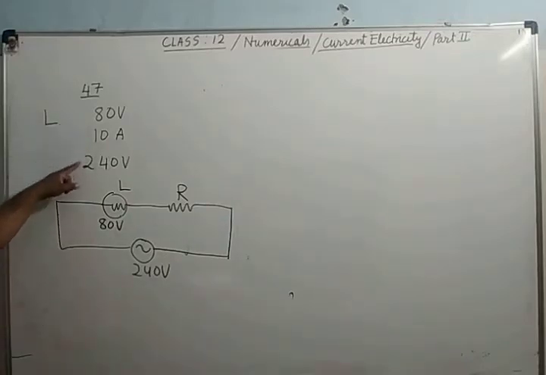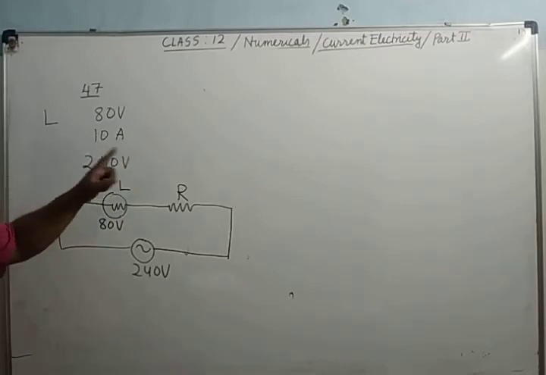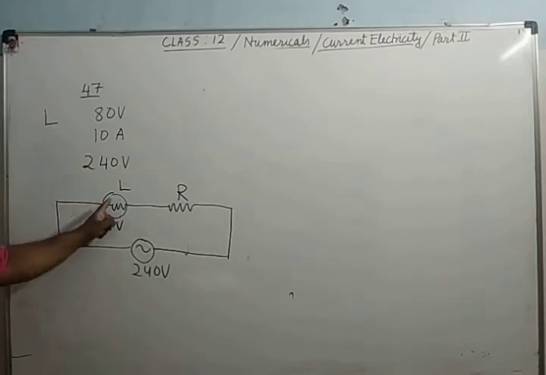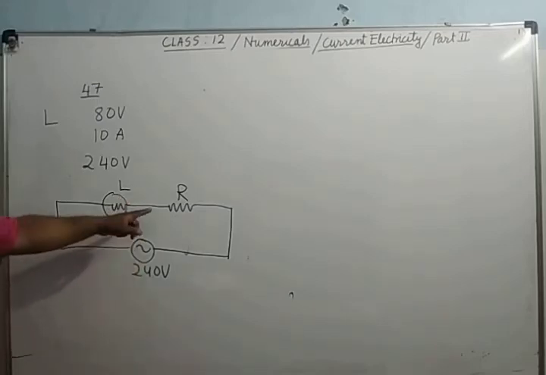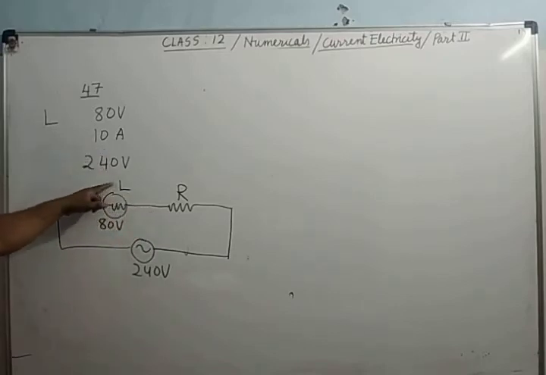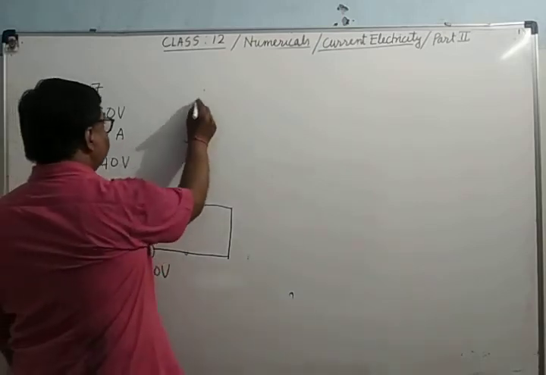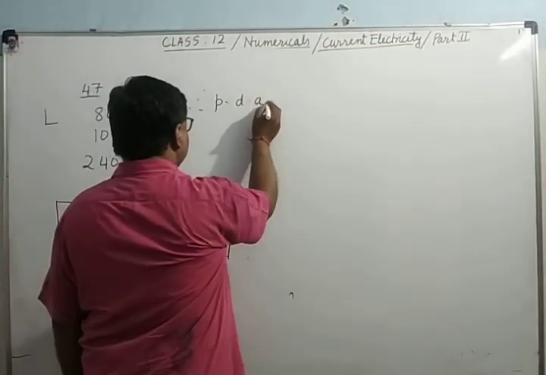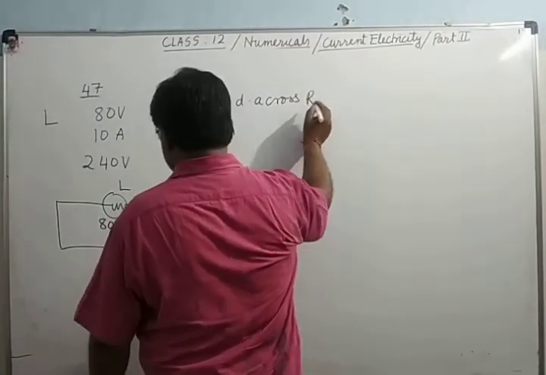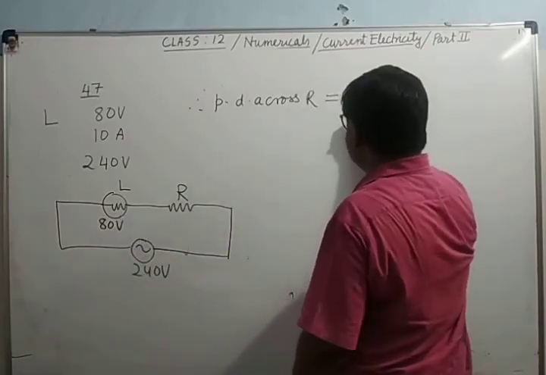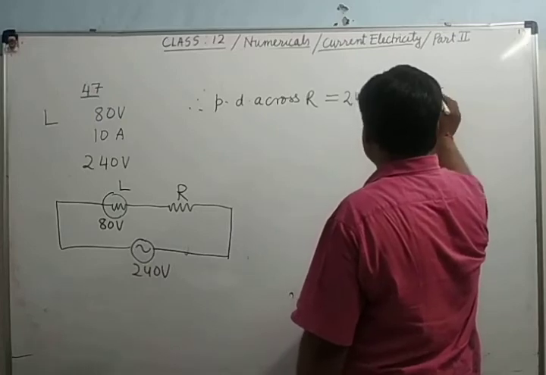If it is connected directly to the 240 volt, the arc lamp filament will damage. Therefore, in order to work it safely, a resistor of value R is connected in series. This resistor will restrict the potential drop across the lamp to 80 volt. Therefore, potential difference across R: what is the total potential difference? 240 volt. 80 volt drops here, so the remaining will drop here. 240 minus 80 equals 160 volt.